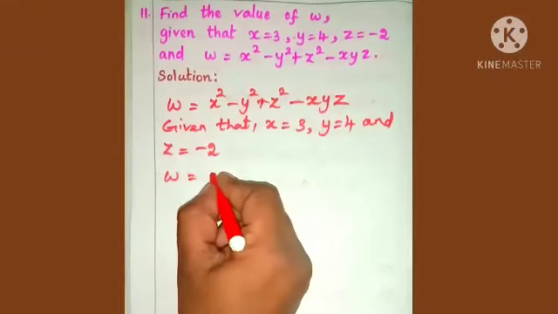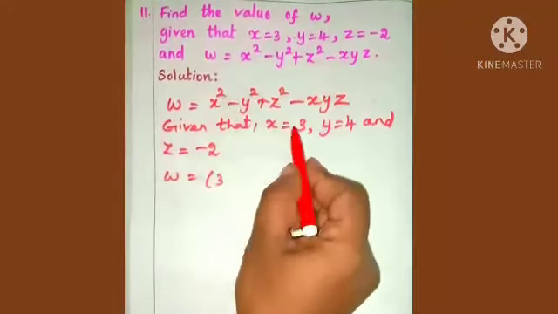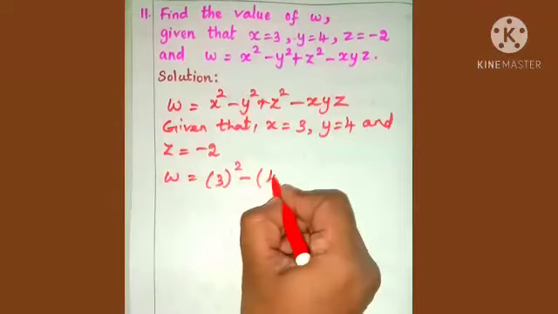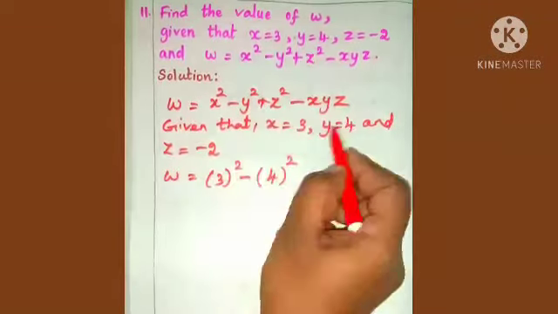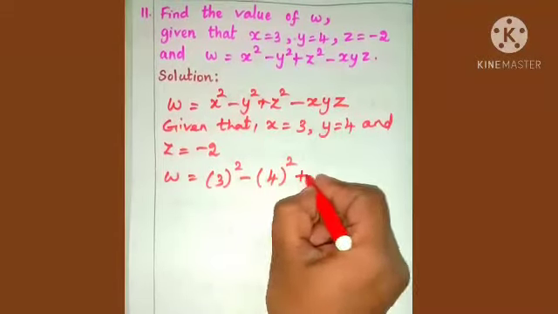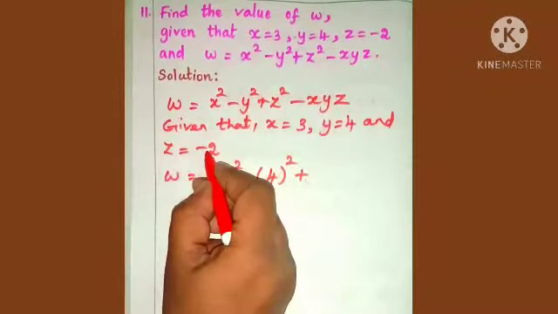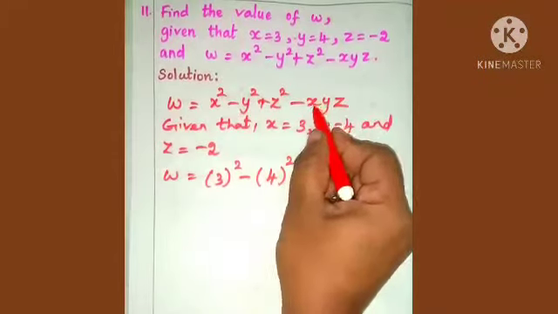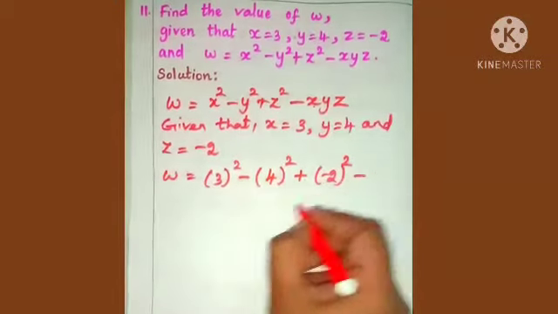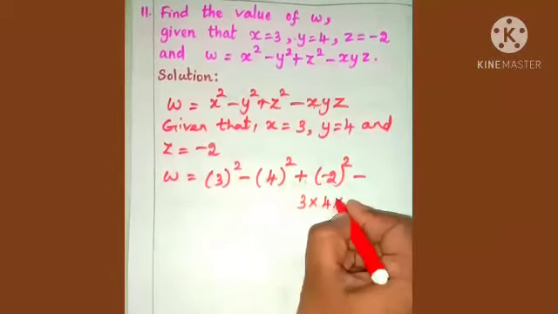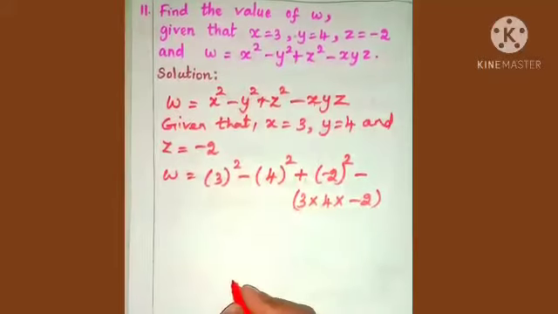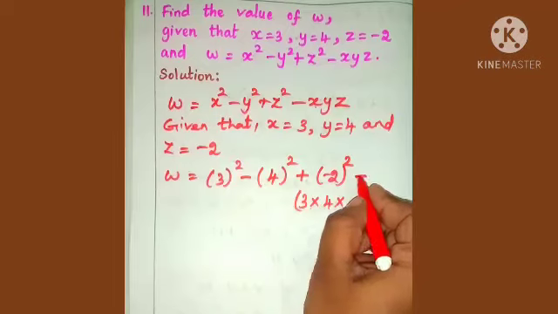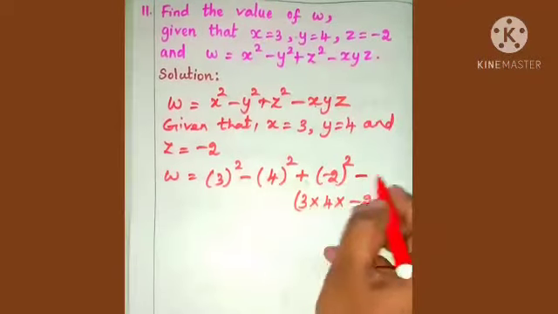In w we get x squared, 3 squared, minus y squared, that is 4 squared. The value of y is 4. Plus z square. What is the value of z? Minus 2 squared, minus x into y into z, that is 3 into 4 into minus 2. Put the bracket. It is very important because there is a minus before the bracket.